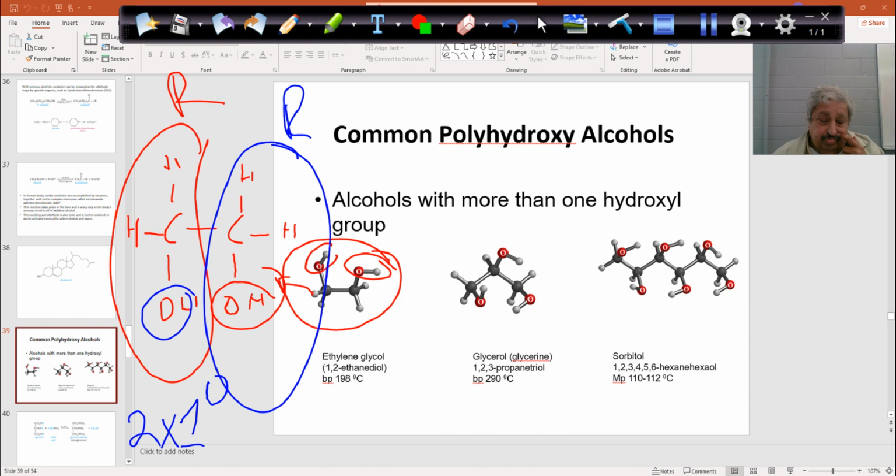This is called ethylene glycol. It has a common name. This is a common name, ethylene glycol. But its name here is ethane diol, 1,2-ethane diol. Correct. So ethylene glycol is used for what? In antifreeze. In what? Antifreeze.